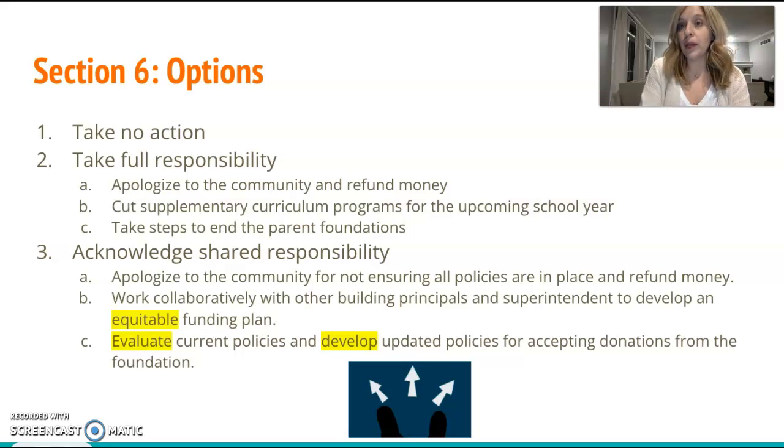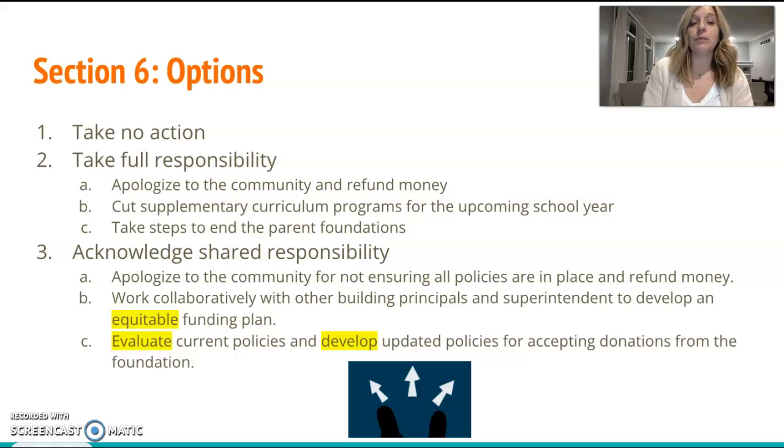So there are 3 options that we have. The first thing is to not take any action at all, to kind of just see how things go. The second would be to take full responsibility. So apologize to the community and make sure that their money gets refunded to them if possible. To cut the supplementary curriculum programs for the upcoming school year. And the third part of that take full responsibility would be to take steps to end the parent foundations and start to look for other ways to get funding for our supplementary curriculums.